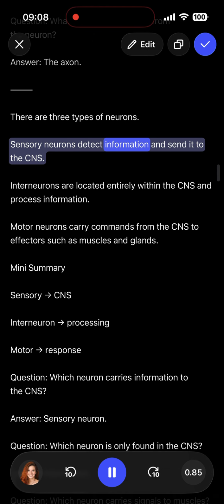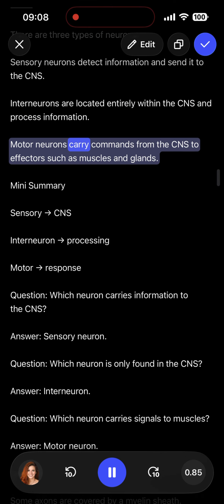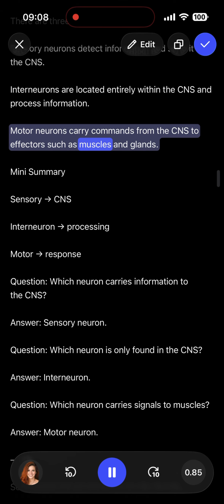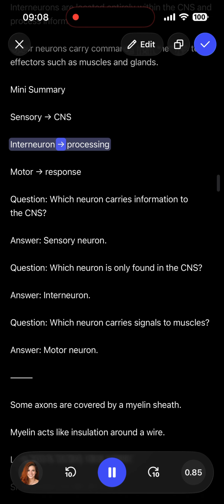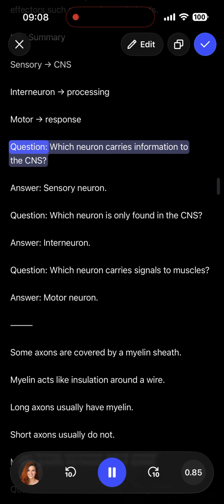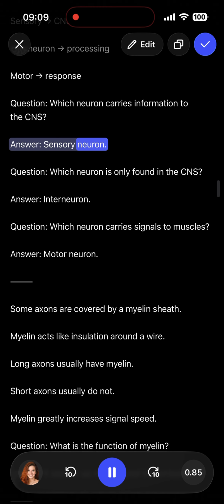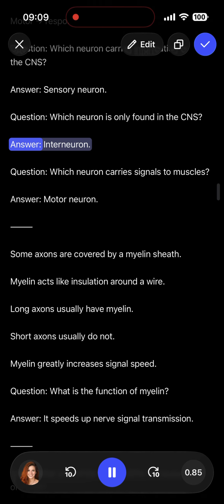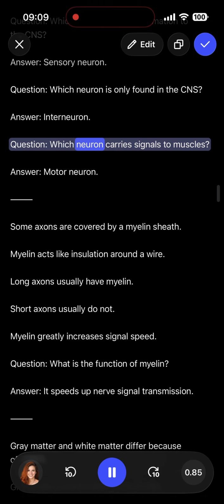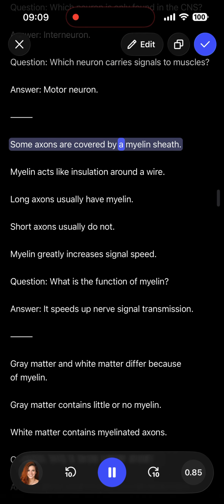There are three types of neurons. Sensory neurons detect information and send it to the CNS. Interneurons are located entirely within the CNS and process information. Motor neurons carry commands from the CNS to effectors such as muscles and glands. Mini summary. Sensory, CNS, interneuron processing, motor response. Question. Which neuron carries information to the CNS? Answer. Sensory neuron. Question. Which neuron is only found in the CNS? Answer. Interneuron. Question. Which neuron carries signals to muscles? Answer. Motor neuron.